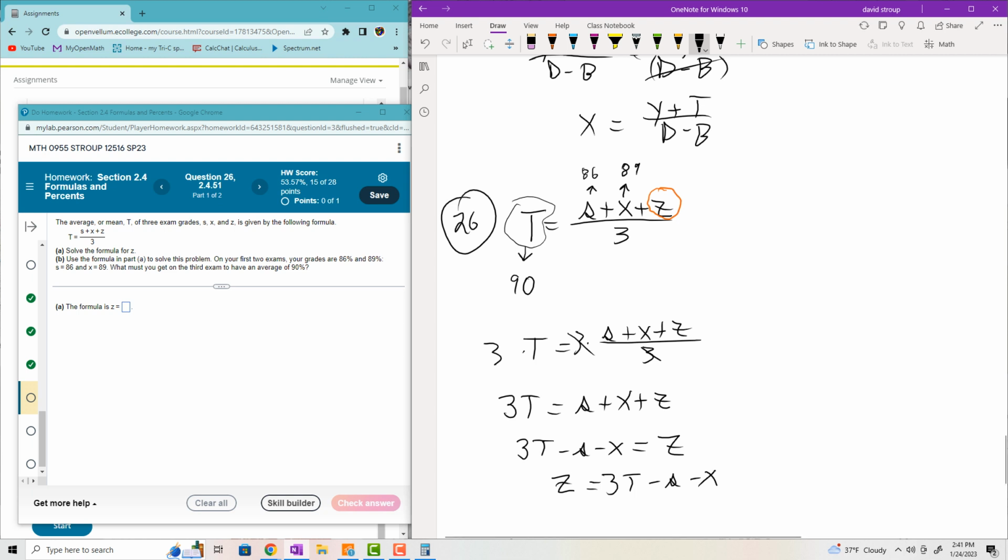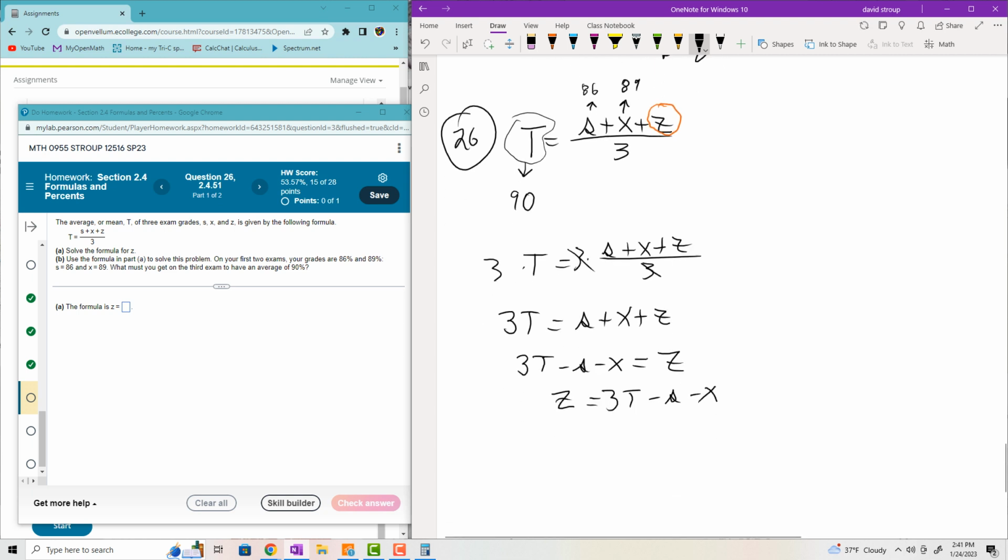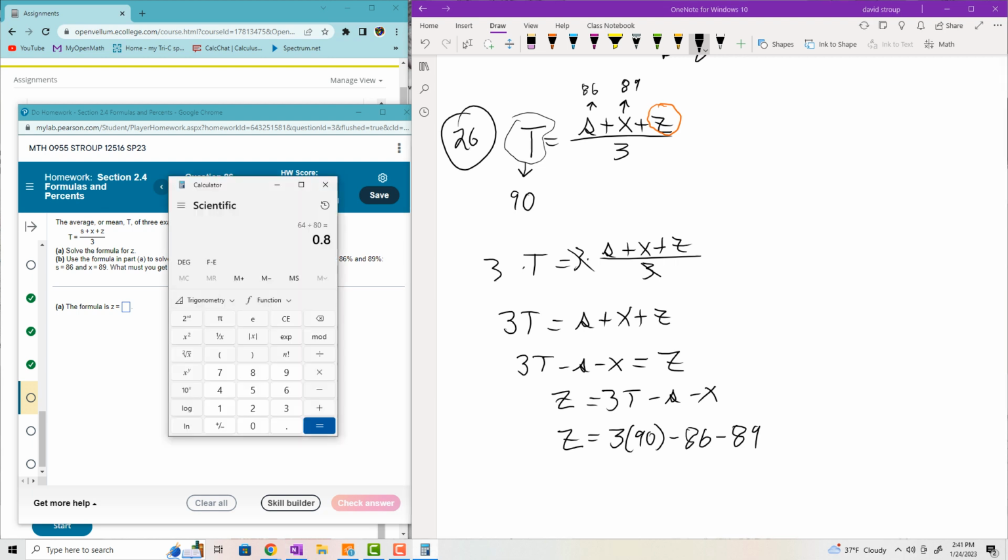And you can then substitute in those values that you got on the test, right? So I want a 90 in the class, so I put the 90 there. And then I put the 86 in for S and the 89 in for X. And then you're just going to your calculator if you need to. So it's 270 minus 86 minus 89. And it looks like you need a 95 on the test to get a 90% in the class. And so basically, if you're getting B's on the tests, you're going to need an A in order to end with an A in the class.